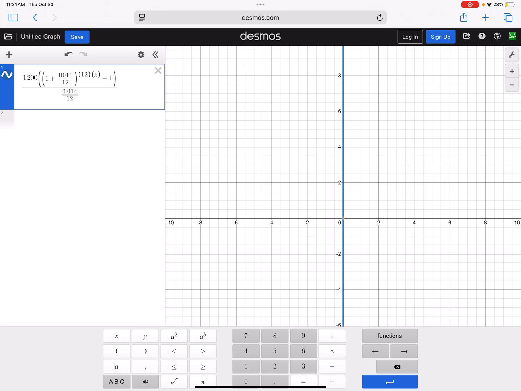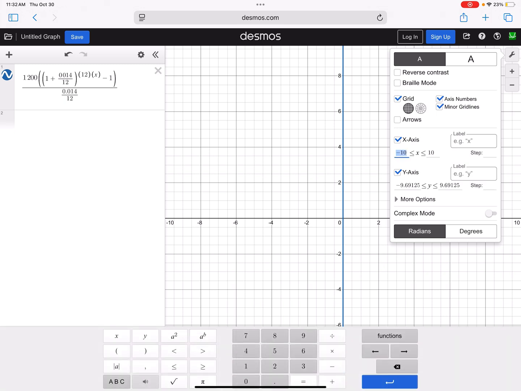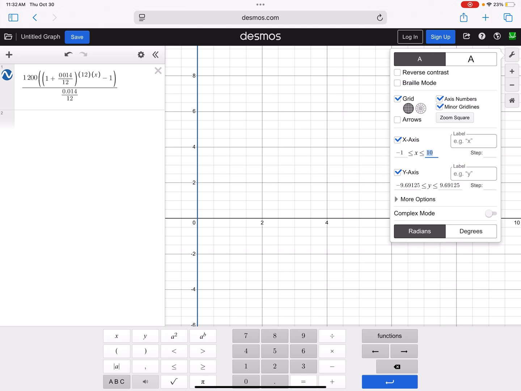Okay, and you'll notice there's this blue thing on my graph, but it is not a great picture. On your paper, there were some scales on the x-axis and the y-axis. If I hit this button that looks like a wrench, it's going to open up the settings, and I'm going to change my x and y axis values to match the picture because I know those are going to show me a better graph. So for my x values, I'm going to say let's go from -1 to 10.